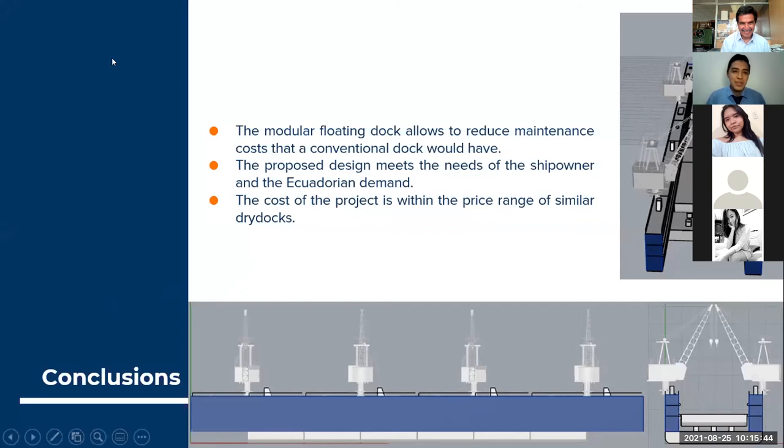The conclusions. The model of floating docks allows reducing the maintenance cost that a conventional dock would have, because the floating dry dock could make the maintenance itself in the way that you can see in the figure. And the proposed design meets the needs of the ship owner and the Ecuadorian demand. And the cost of the project is within the price range of similar dry docks that exist, with some years of work.